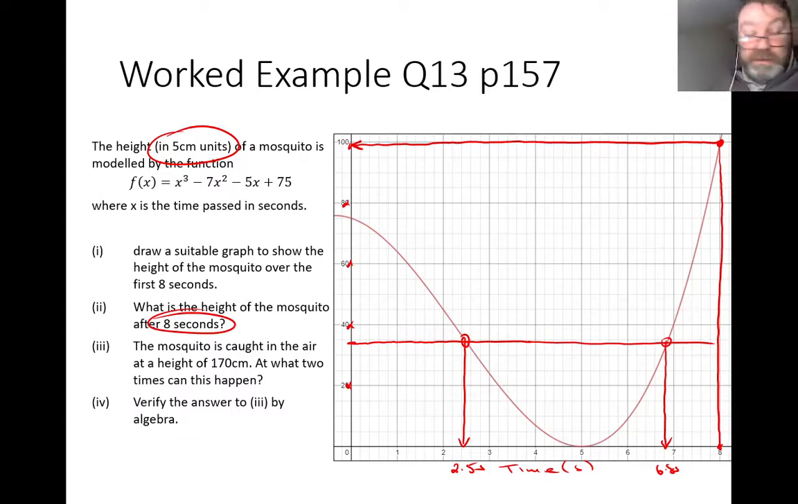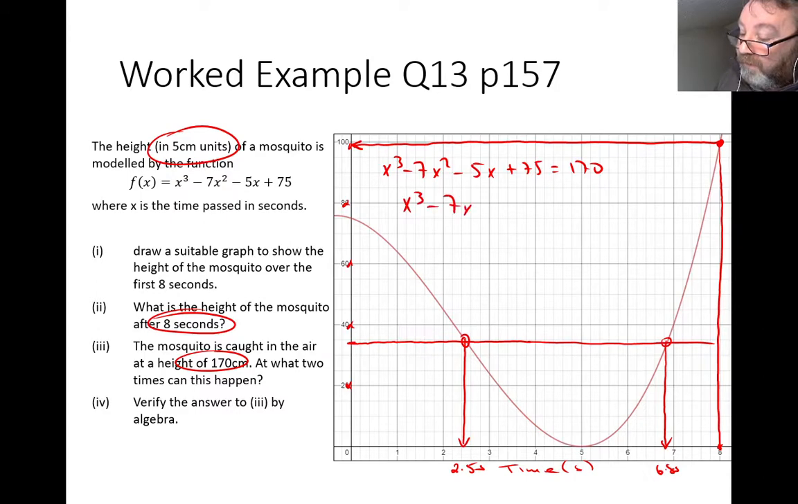Now, what have we got? Verify the answer to 3. So what's the 3? The height of 170. So that means x cubed minus 7x squared minus 5x plus 75 equals 170. Now bring the 170 over. You have to have it equal to 0. So we're going to subtract 170 from both sides. So 75 minus 170, I never take any chances, minus 95.